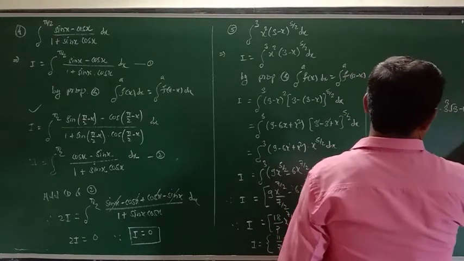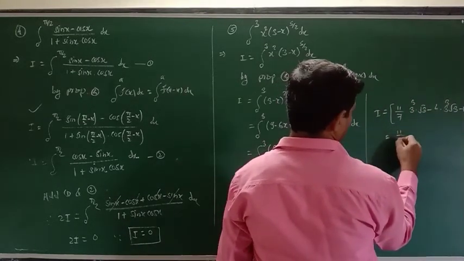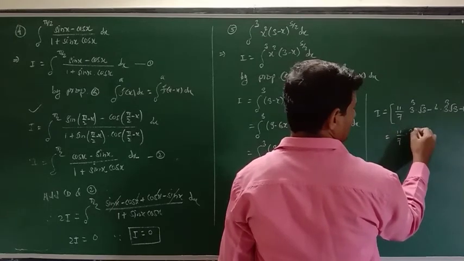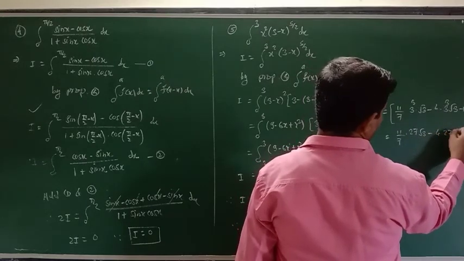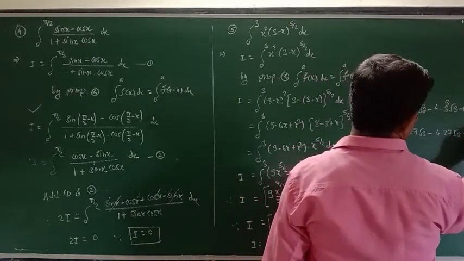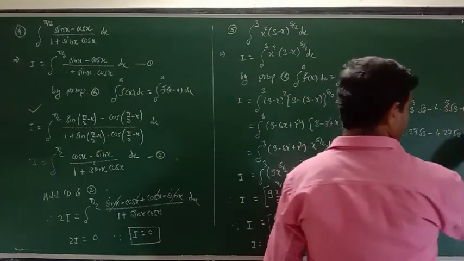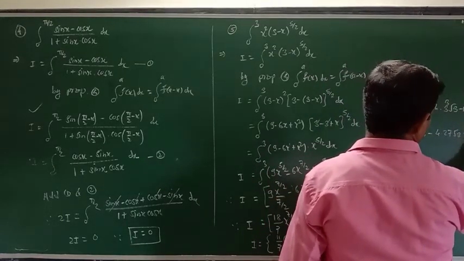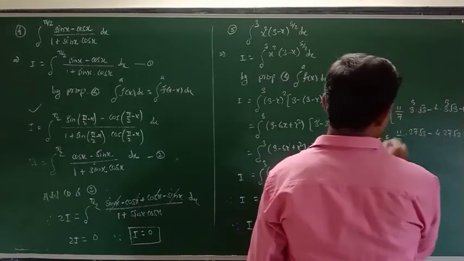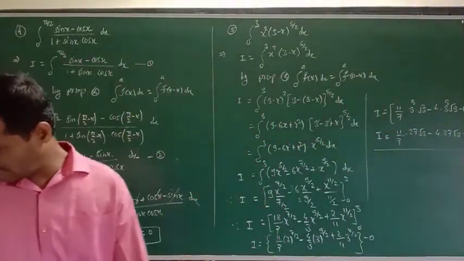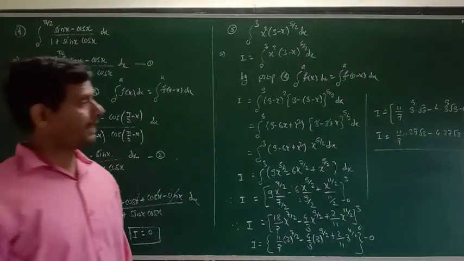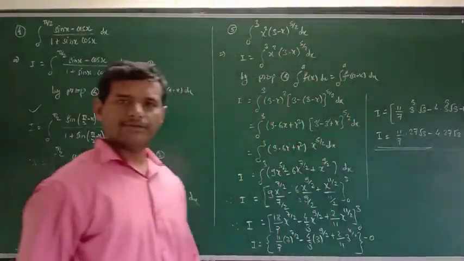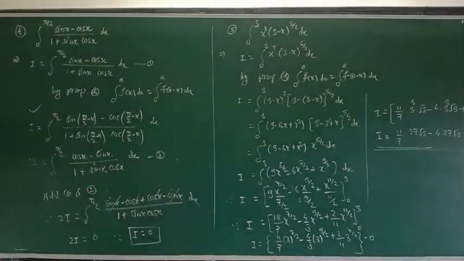5 into root 3. So the final value is 18 by 7 into 27 root 3 minus 4 into 27 root 3 plus 2 by 11 into 3 raised to 5, which is 243 root 3. This is the value of the integral. You can perform this addition. Okay. Whatever we are getting, you simplify and you will get the final value of the definite integral. Okay.